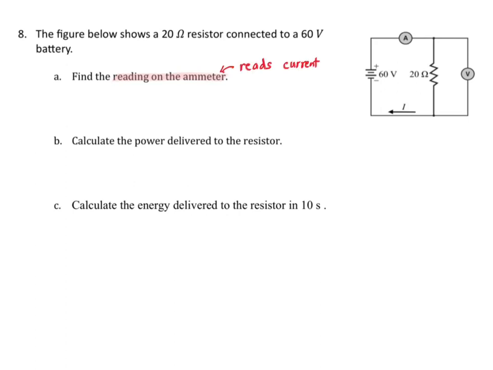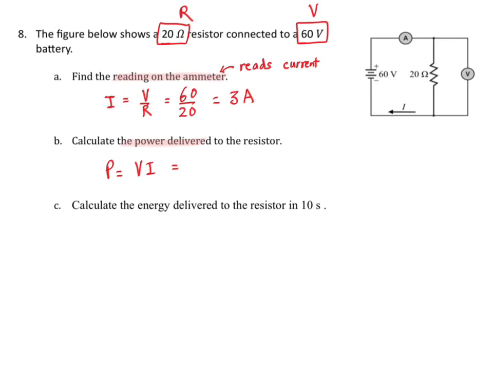So the reading on the ammeter reads current. So we want to find what's the current reading. Current I is equal to V over R. Voltage is 60. Resistance is 20. We substitute that. We get the answer as 3 ampere. Next question is asking you to calculate the power delivered to the resistor. Now power, the formula is VI. There are 3 different formulas for power, but we can use VI.